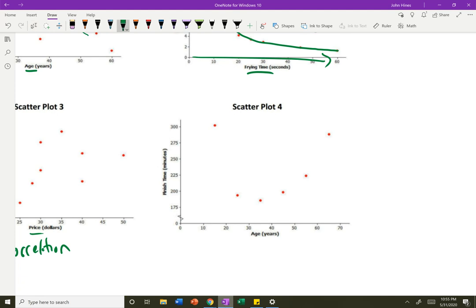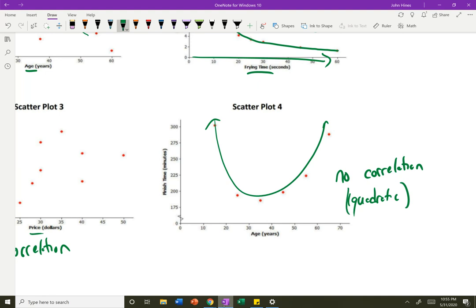Same thing here. I kind of have a bunch of dots. It looks kind of quadratic, like a parabola might fit through this. But I'm going to say there's no correlation really. I can't really fit a line. There's no trend going on. This might be a quadratic function though. Remember those parabolas that we just studied? I could probably fit a parabola through those points.